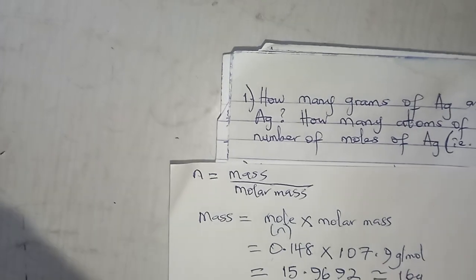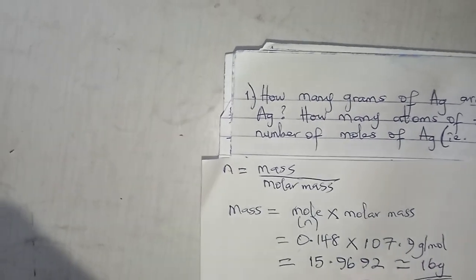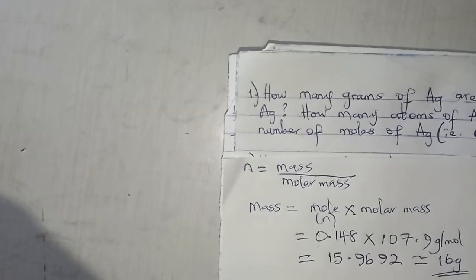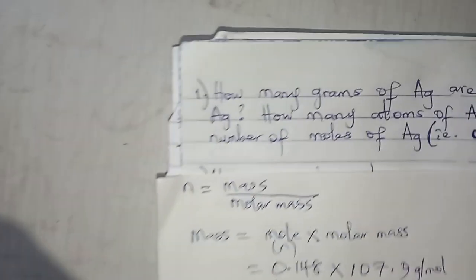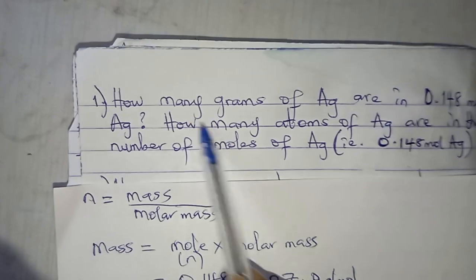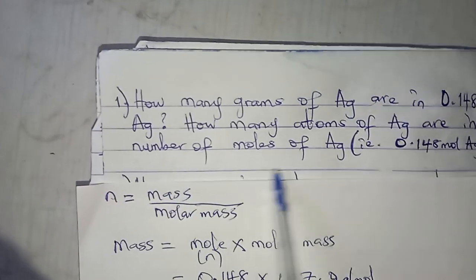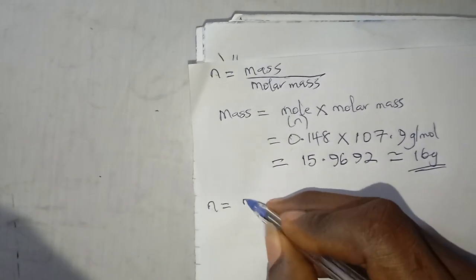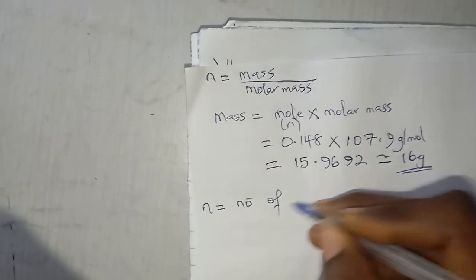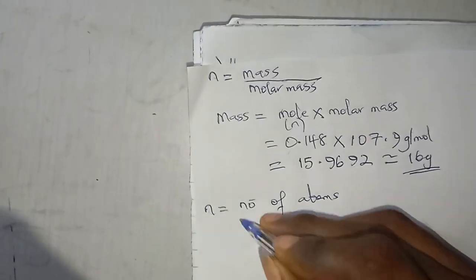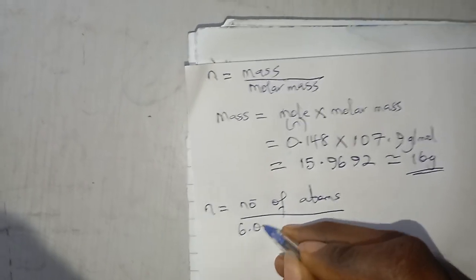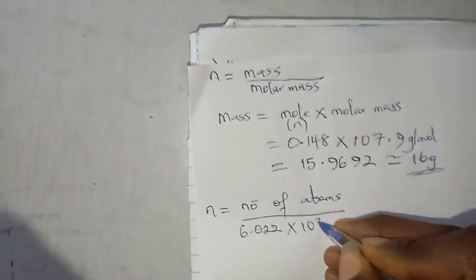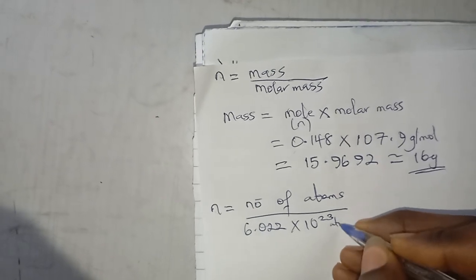Looking at the question, the second part says, how many atoms of silver are in this number of moles of silver? Remember I told you that the second way chemists define mole is that mole is equal to number of atoms all over Avogadro's constant, which is 6.022 times 10 raised to the power 23 atoms.